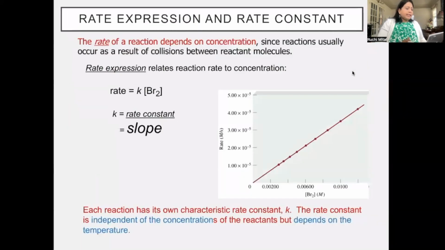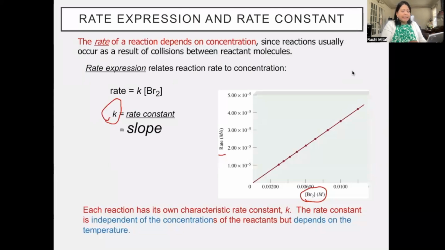Now to look at it in terms of a graph, if we plot the rate versus the concentration of the reactant, we will get a linear graph. If you take the slope at any point of this line, it will give you the rate constant. So you can find the rate constant using the graphical data.